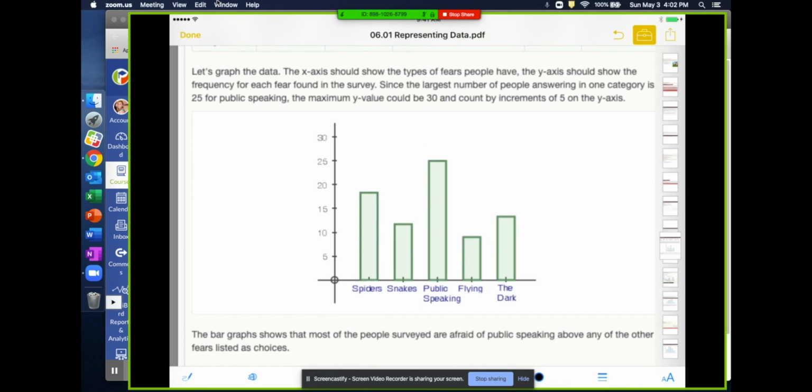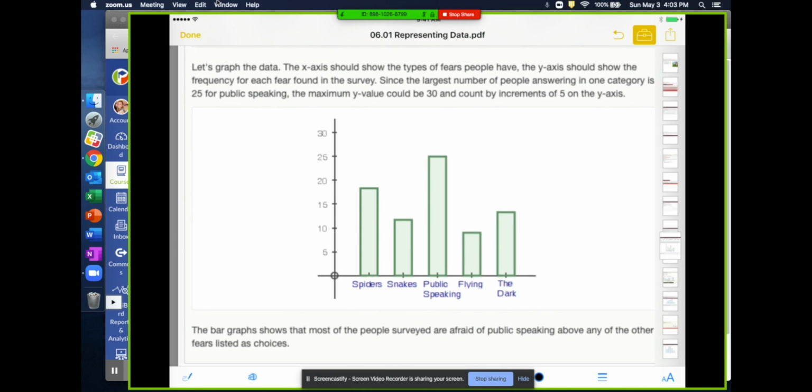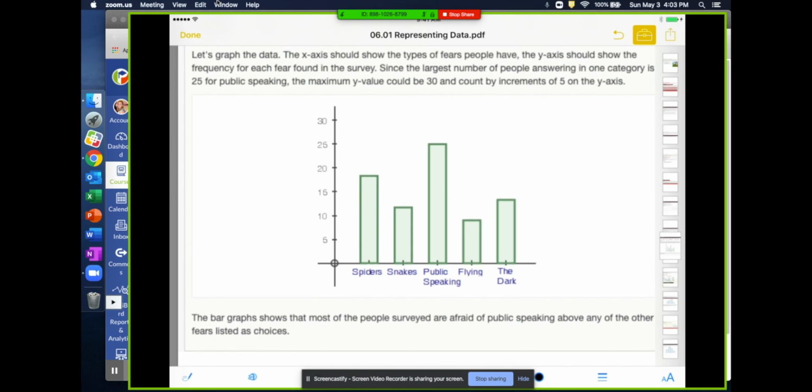Here's the graph that they put together with technology, definitely a lot better than mine. As you'll see, the bars aren't right next to each other, which is fine whether you do it or not. It just depends on the person who creates the graph, but it's pretty much exactly like what we have. And you can see very clearly that the lowest is going to be flying for the fear, and the highest is going to be public speaking.